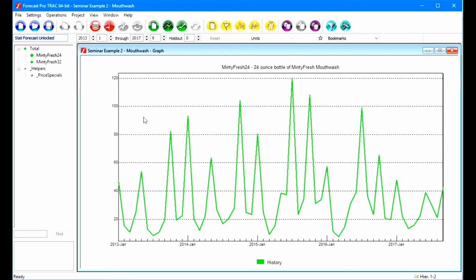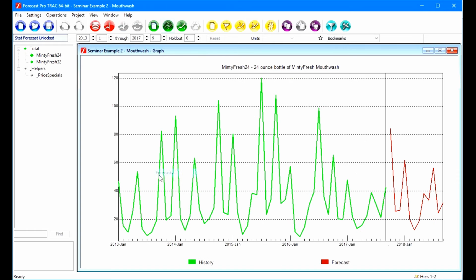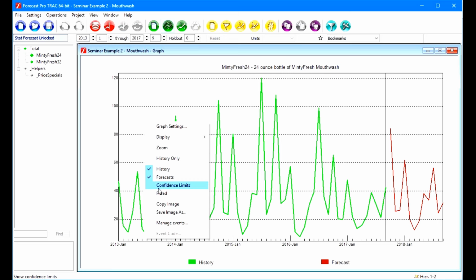So let's take a look at what happens with the automatic forecast approach. And again, I will put in forecast and I will put in fitted.